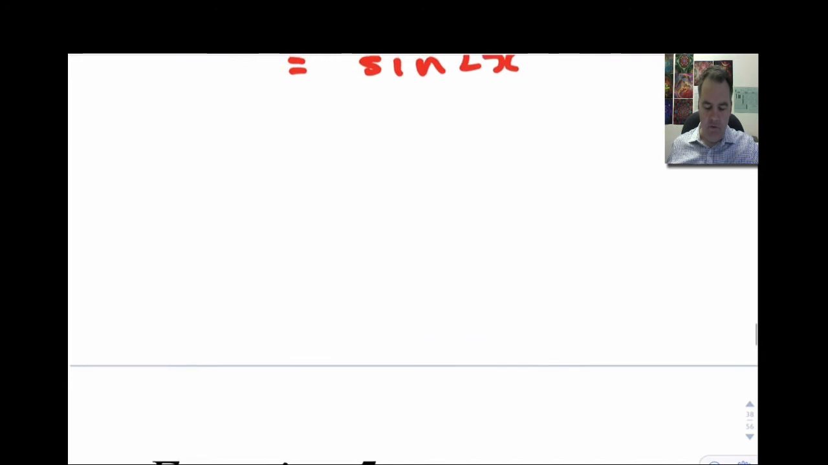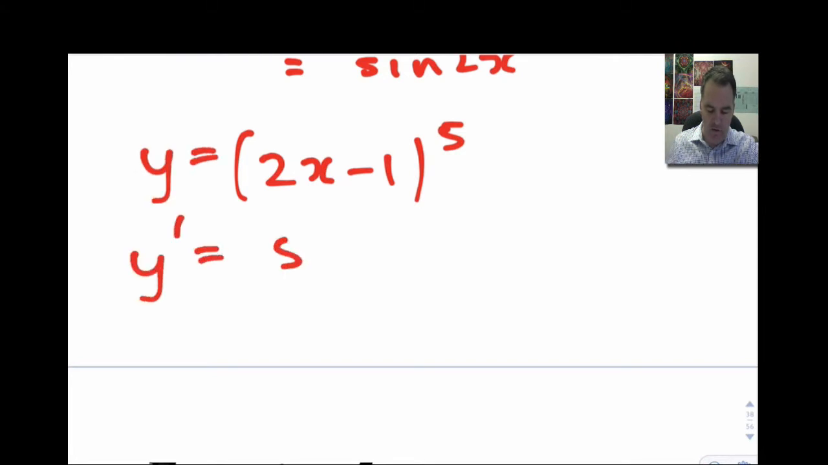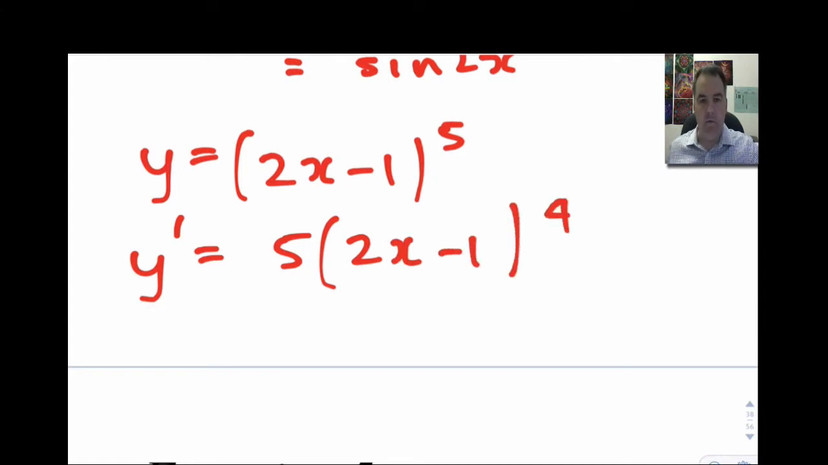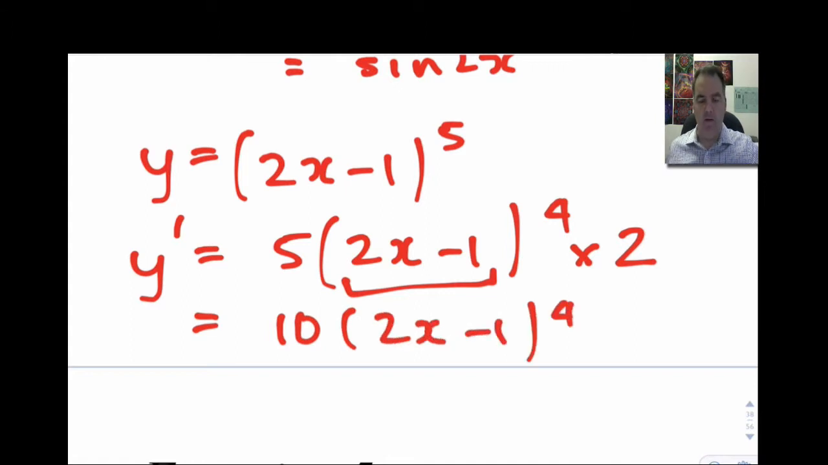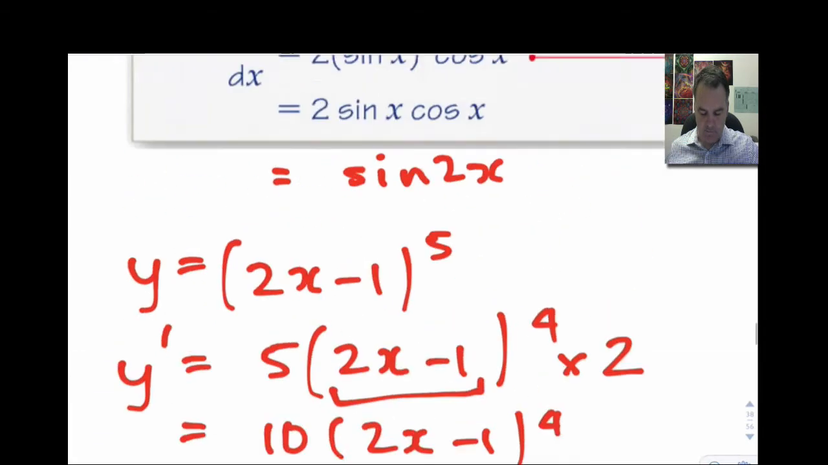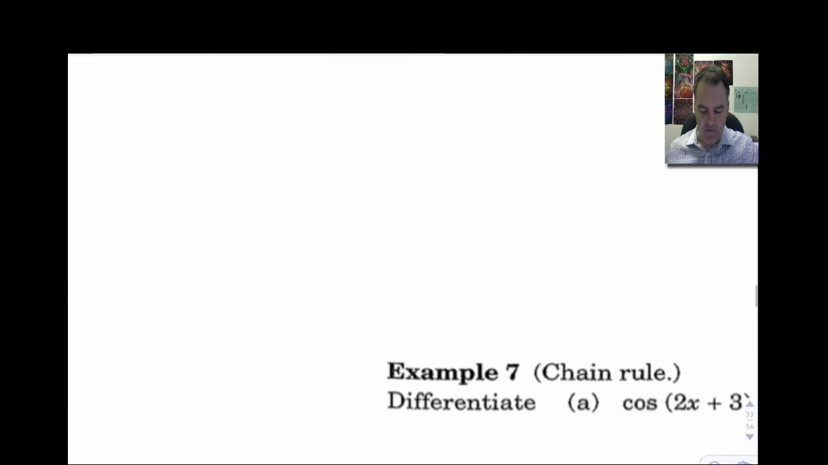A typical question that we might have done last year might have been 2x minus 1 to the power of 5. If we have that, the chain rule told us that the derivative looks like this. Number down the front, subtract 1 from the power, multiply by the derivative of what is inside the bracket here. So 10 times (2x minus 1) to the power of 4. I'm just applying that same rule here. Okay, I'm going to zoom back up a bit, a few pages, and do some more examples here.